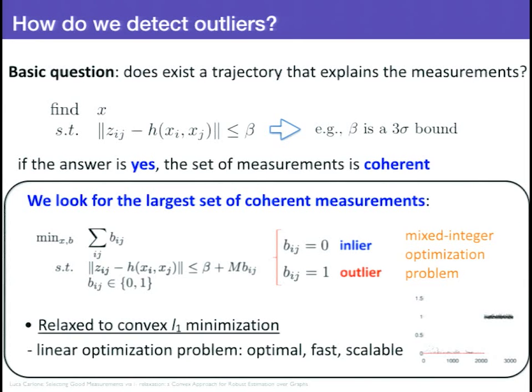The setup is very simple, actually. We use a decision variable that is binary, and if the decision variable after we optimize is equal to 1, we discard the measurement as an outlier. If it is equal to 0, the measurement is an inlier. We show how to relax this problem, in the planar pose graph optimization case, to a linear optimization problem. So we get a solution that is optimal, very fast, and scalable.